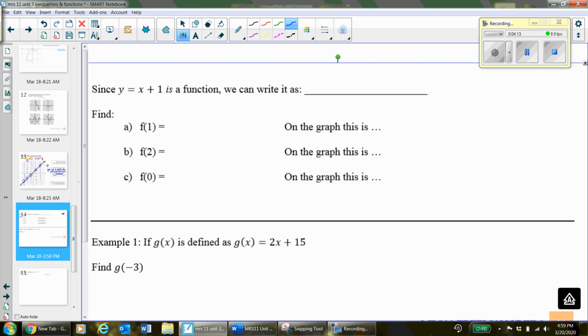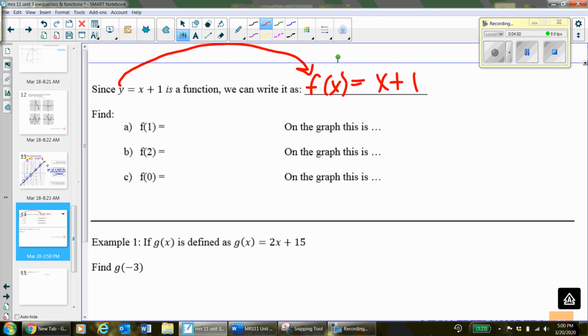So it says, since y equals x plus 1 is a function, we can write it as what? All right, so most of you know another way of writing y equals is to simply replace the y with f of x, which means a function of. It means that y can now be represented as a function, so we can write f of x equals x plus 1 as our new equation.